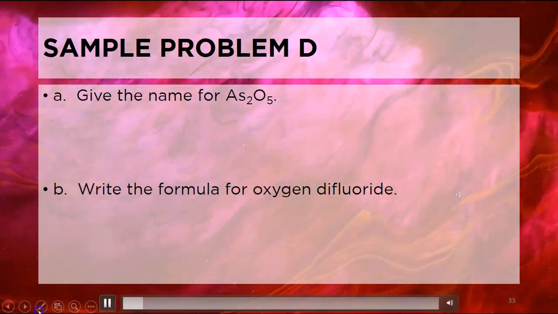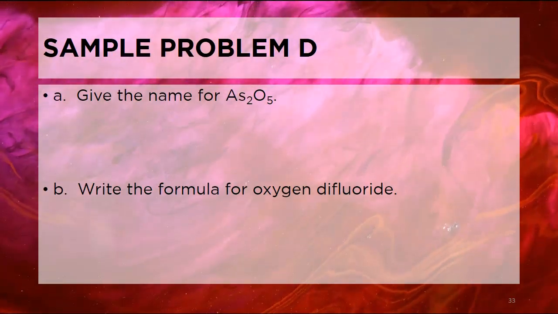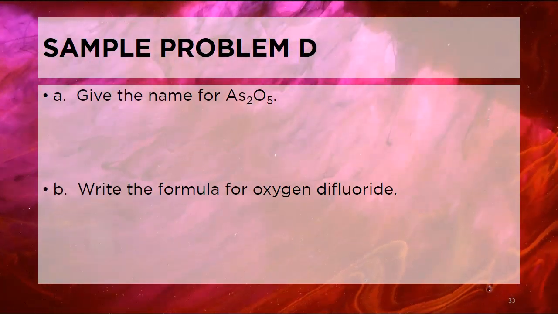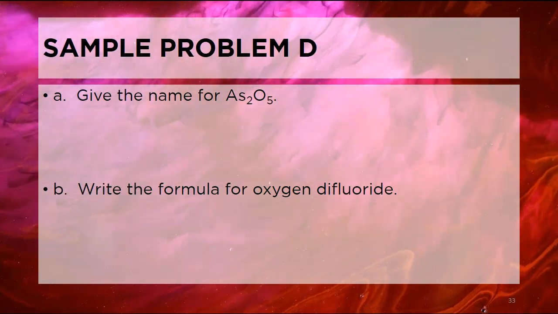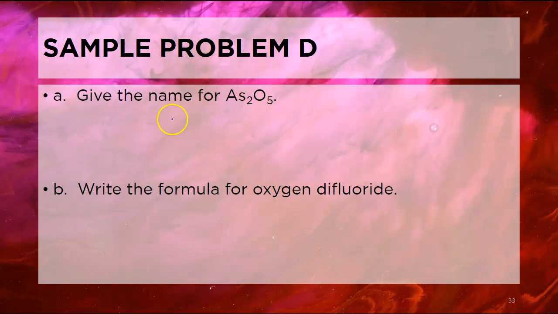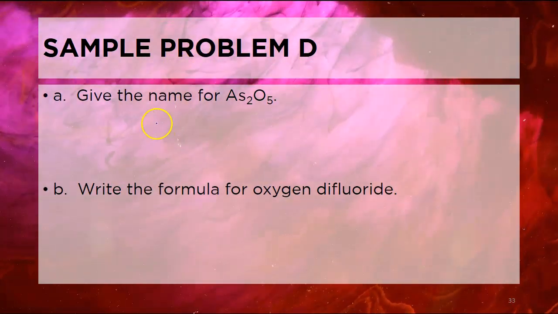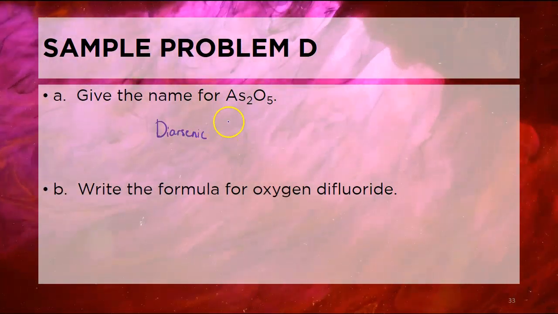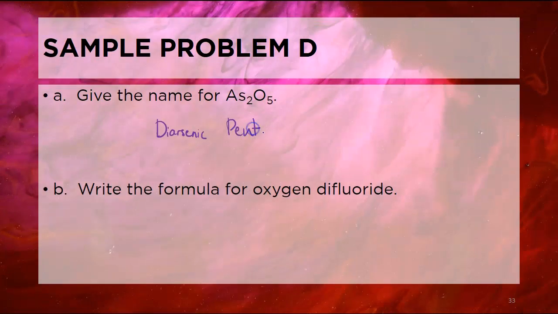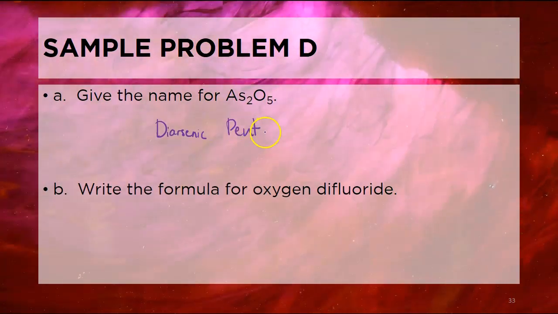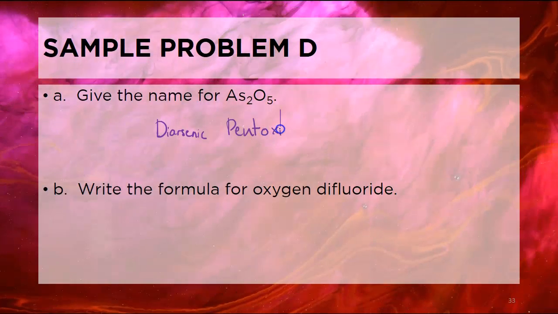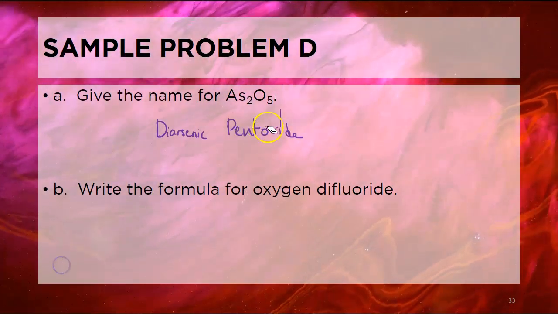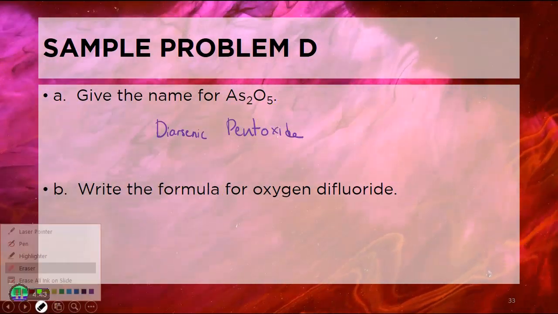So let's try a couple examples then. What would the element As be on your periodic table? Yeah, arsenic. And do I use the prefix for arsenic here? Yeah, let's make it diarsenic. And how about the second word? Pentoxide. Yeah. Sometimes if it's awkward, like pentaoxide would be a little bit awkward, sometimes we can cut off that last letter there and just make it pentoxide instead of pentaoxide.